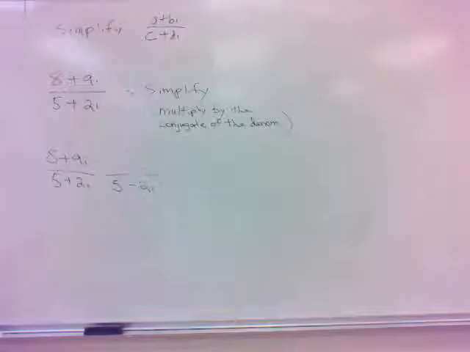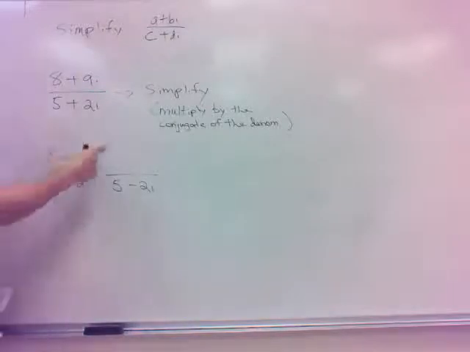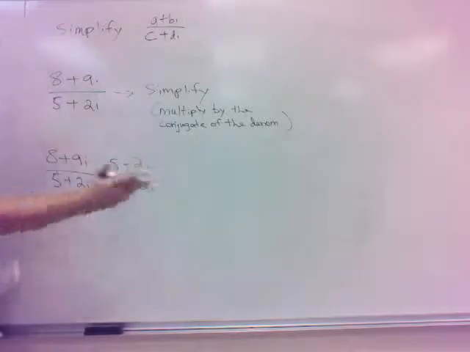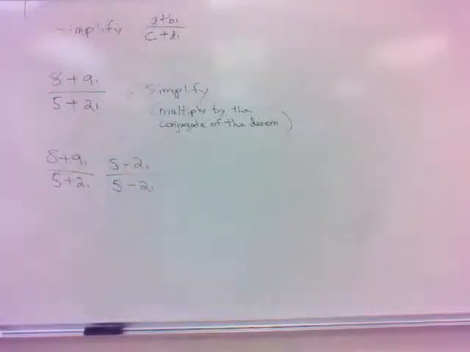Now, to make this legal, kind of like we did with the square root, rationalize the denominator, we had to do the same thing on the top, right? So what do I multiply the top by? Very same thing, 5 minus 2i. Yeah, that's what makes this okay to do.